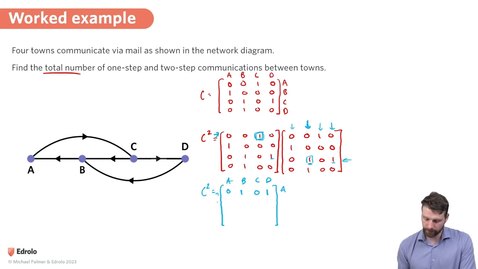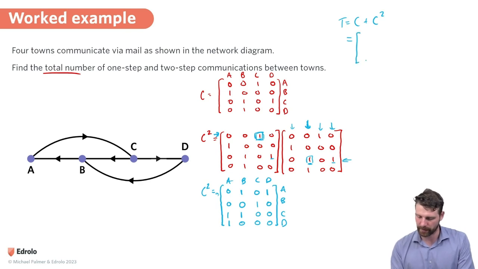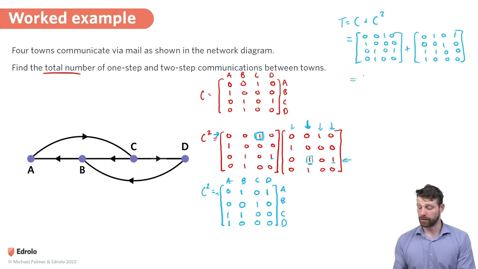Okay, if we keep going, then we'll get the C squared matrix. So I'm just going to do that now. Okay, so there's our C squared matrix. Very good. Now, if we want the total number of 1-step and 2-step communication between towns, then I'll do C plus C squared. Okay, so I've just moved up here to the top right. So I'm going to write those matrices next to each other so I can see them. So here's C, and here's C squared. Okay, there's the 2 matrices, and if I add them together, it shouldn't take too long.